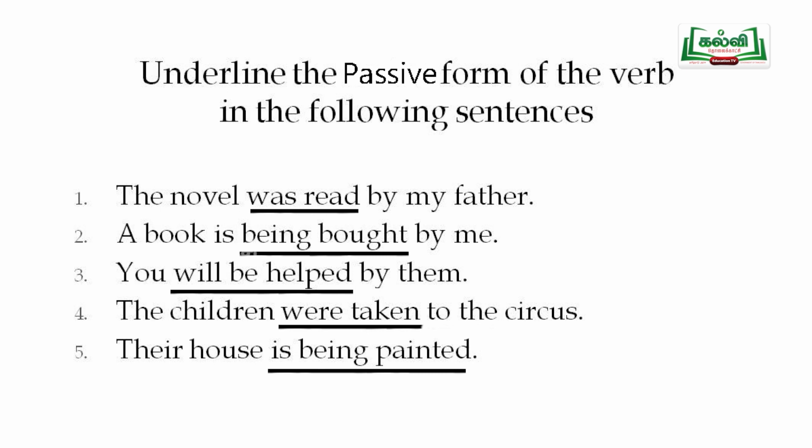Is being bought. You have to underline is being bought. The third sentence, you will be helped by them. You have to underline will be helped. The fourth sentence, the children were taken to the circus, where you have to underline were taken. And the last sentence, their house is being painted, where you have to underline is being painted.